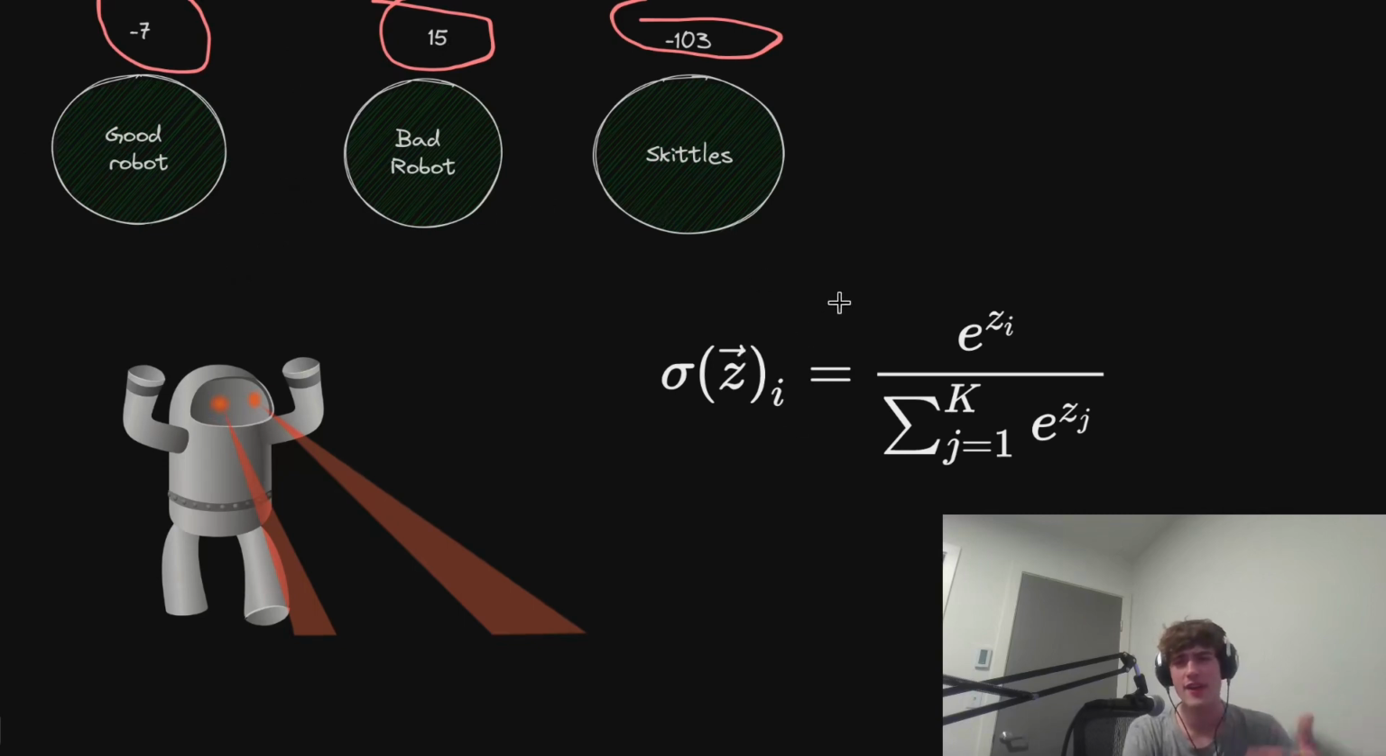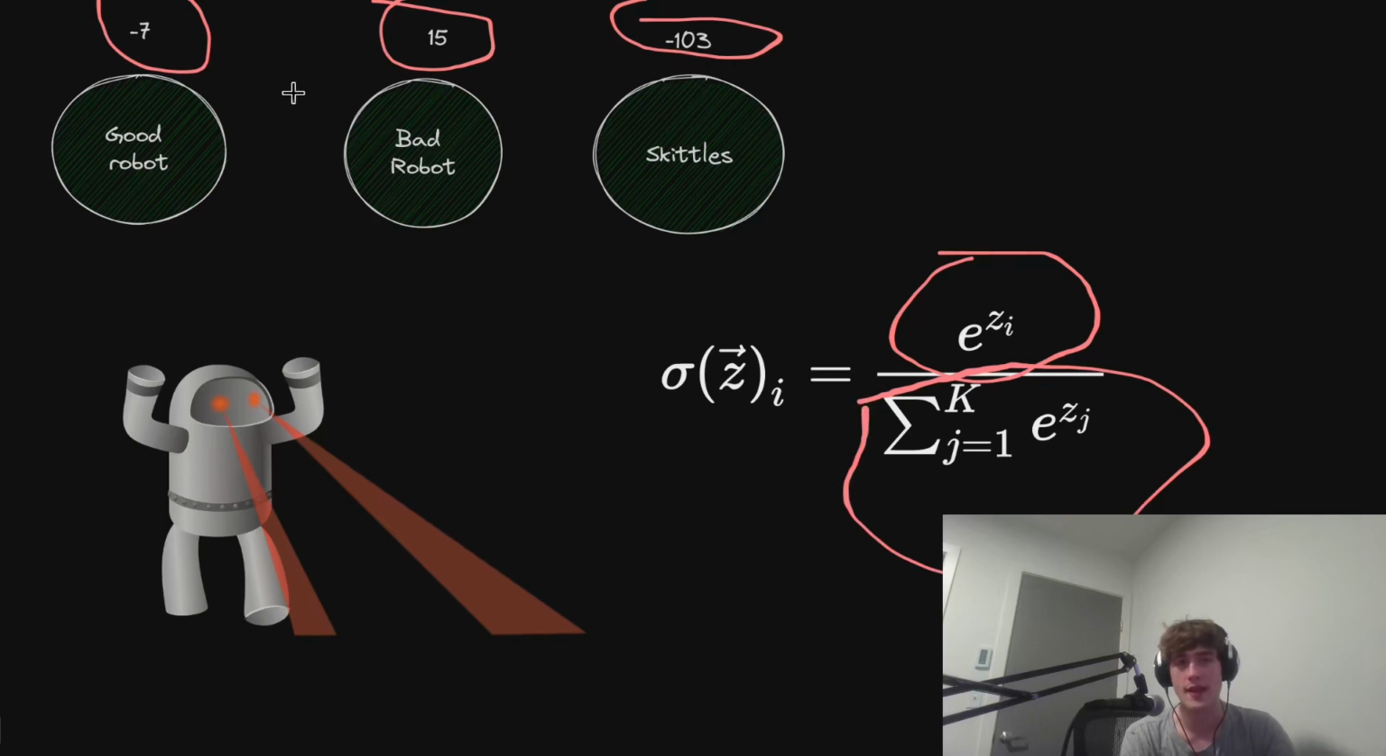Let's dive in and understand what this actually does. The numerator of this function is designed to take the exponential of our given output. So we take e to the -7, e to the 15th, e to the -103rd. Then on the bottom, our denominator is just normalizing by the sum of the exponents of everything in our output set. Let's say we're doing good robot, so e to the -7 divided by e to the -7 plus e to the 15 plus e to the -103. And what this gives us is the numerator.